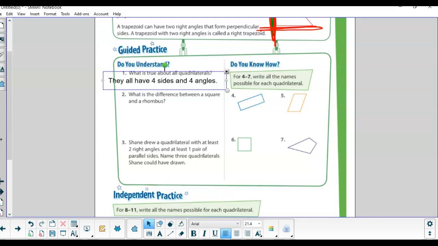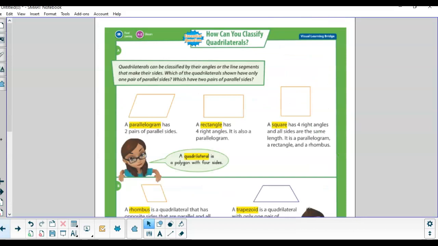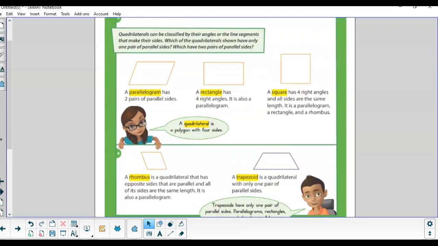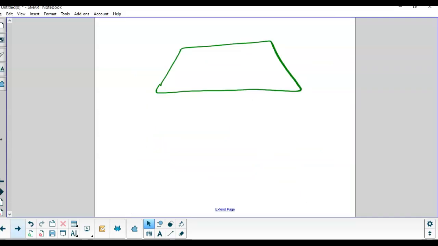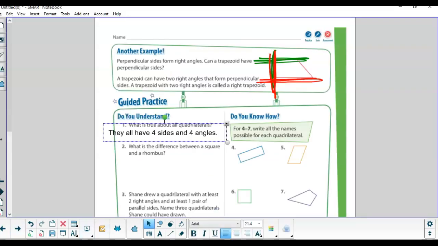Now, number two, what is the difference between a square and a rhombus? All right, let's flip back and look at this page. Let's look again at the classification of a square and a rhombus. Well, a square has four right angles and all sides are the same length. A rhombus has opposite sides parallel and all of its sides are the same length. So what is the same and what is different about those two figures, right?